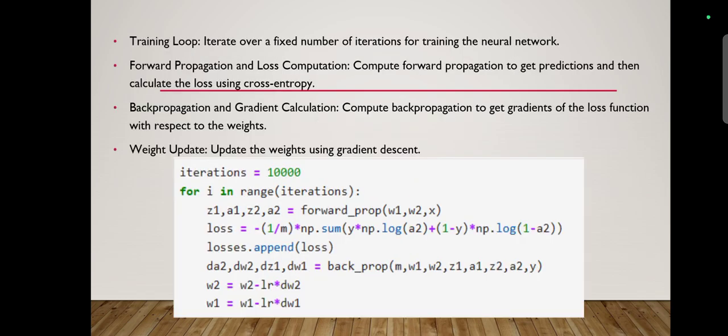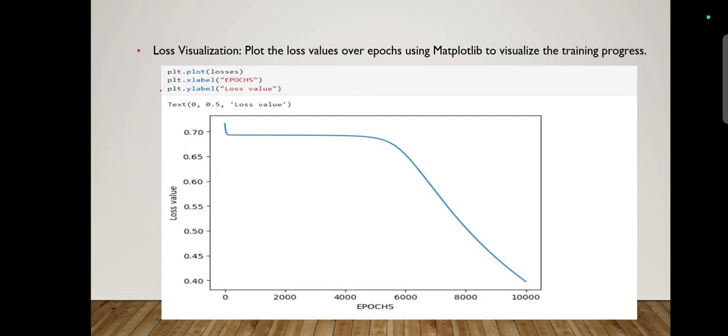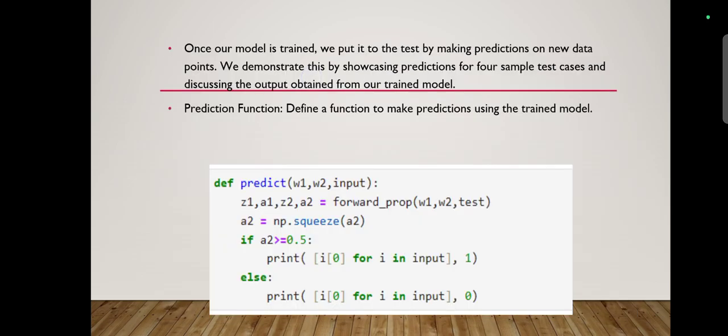In the training loop, we iterate over a fixed number of iterations for training the neural network. Forward propagation and loss computation: we compute forward propagation to get predictions and then calculate the loss using cross entropy. We then update the weights using gradient descent. For loss visualization, we plot the values using Matplotlib to visualize the training process. We use the visualization tool for the loss.